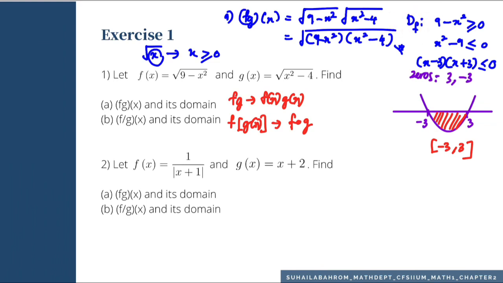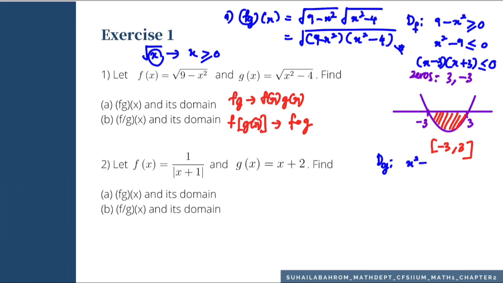This is not the final answer because this is only the domain for the function f. So we need to find the domain for the function g. What is the function g? It is also a square root, with the same properties as our previous function f. So x squared minus 4 should be greater than or equal to 0. This is the domain of the function g.